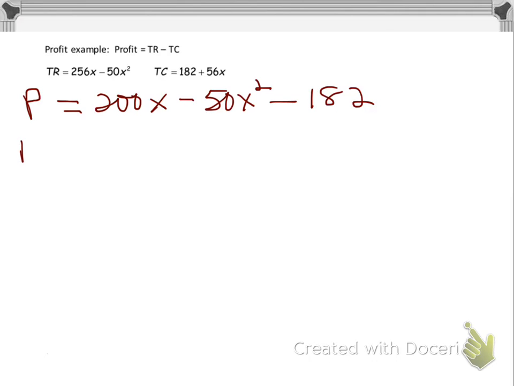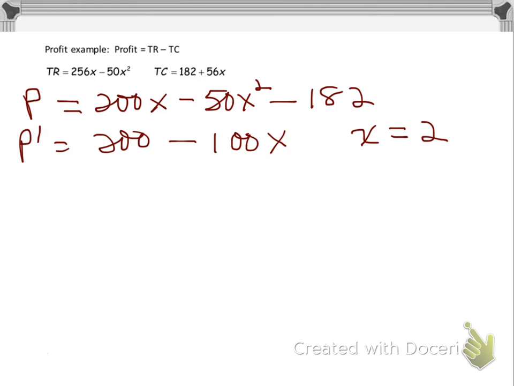Take your first derivative, and you're going to get, let's see, I have them in the wrong order, but that's okay, 20 minus 100x. When you solve for x, you are going to get 2. That means that if you sell 2 units of whatever it is, you will potentially maximize your profit. We don't know for certain, but let's do a sign chart to see.